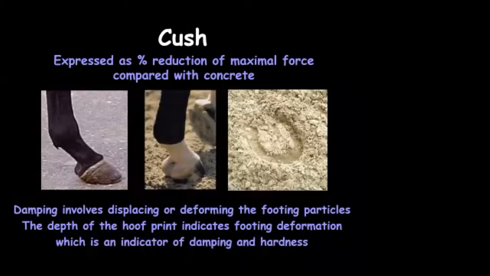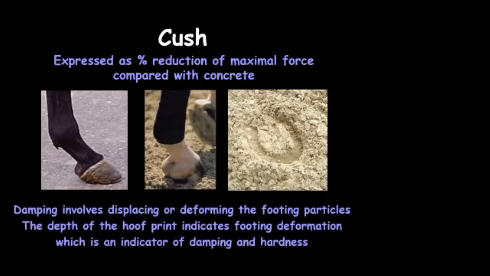So the process of damping involves displacing the footing or deforming the particles of the footing. So the effect of damping is to leave a hoof print in the ground after the horse has passed by. So, you can look at the hoof prints to get an idea of how much cushioning or damping is going to be allowed by the surface. It's expressed mechanically as the percentage of reduction of the maximal force compared with moving on concrete.